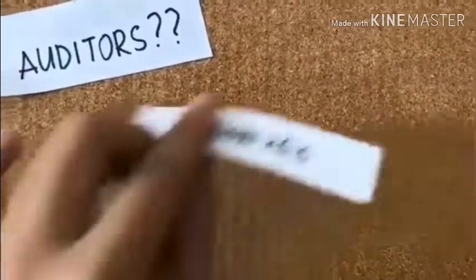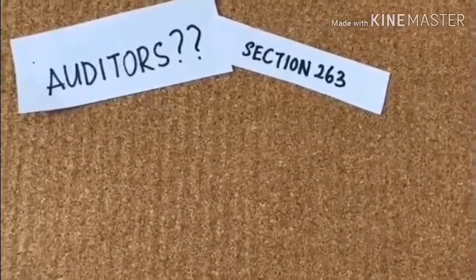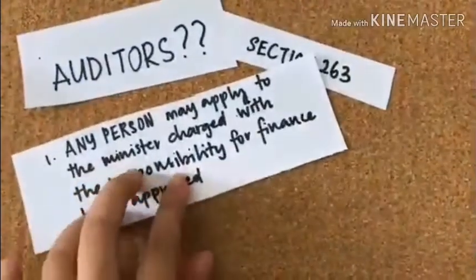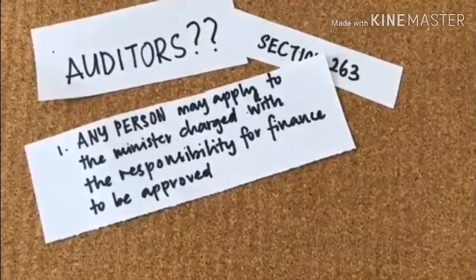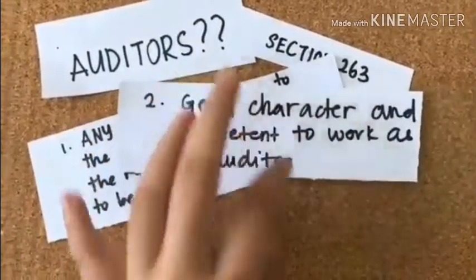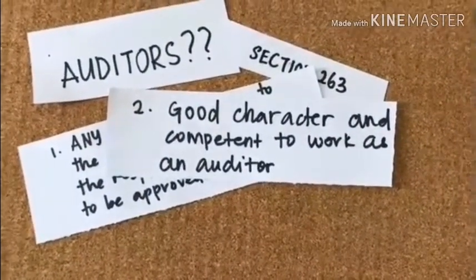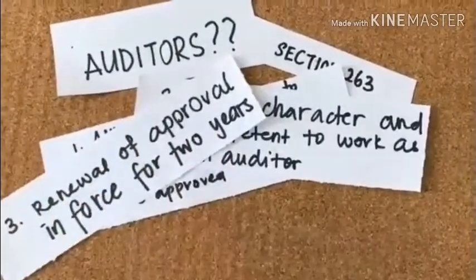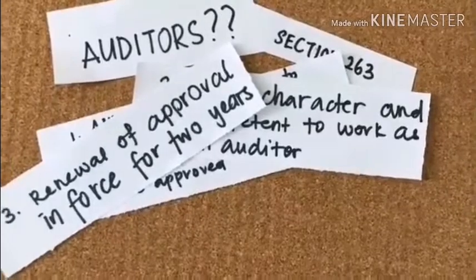According to Section 263 of the Companies Act 2016, it is any person that may apply to the minister charged with the responsibility for finance to be approved to become an auditor. Secondly, anyone with a good character and competent to work as an auditor. Thirdly, the renewal of approval in force for 2 years.